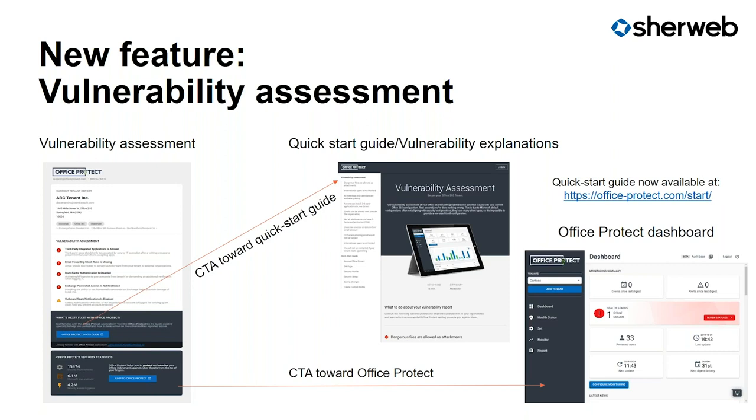Some of them we judge pretty critical. Some of them are just warnings. You can address whatever you want. You can address none of them if you want. I wouldn't recommend it. We've also created a vulnerability assessment quick start guide. It will give you more information about each and every vulnerability, how they tie to Office 365 configurations, and how to address them through Office Protect. It will also give you the information on how to get started with Office Protect. And the last step, obviously, is just to go to the Office Protect platform.